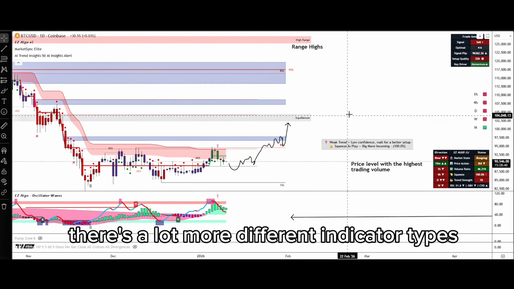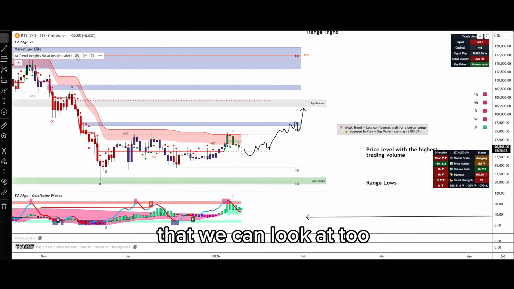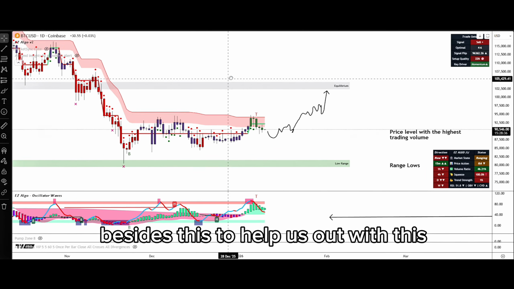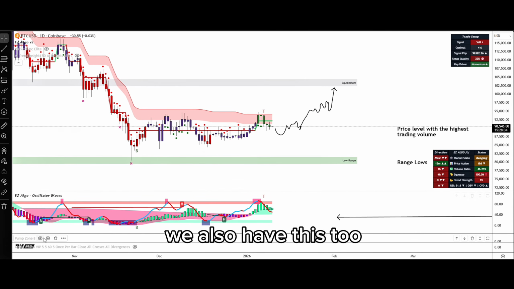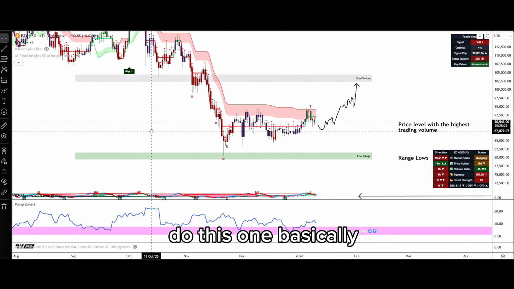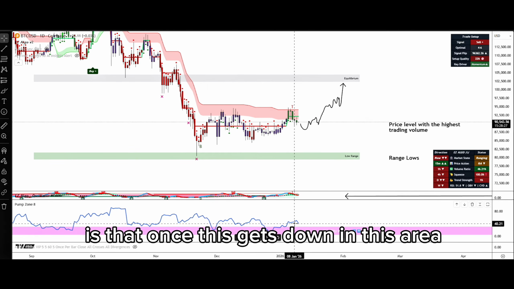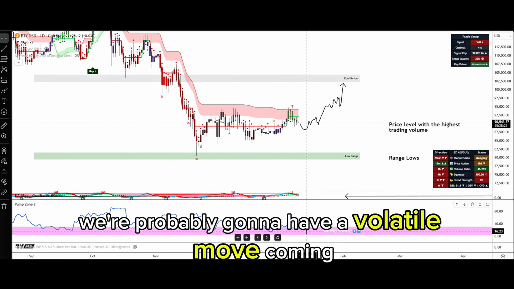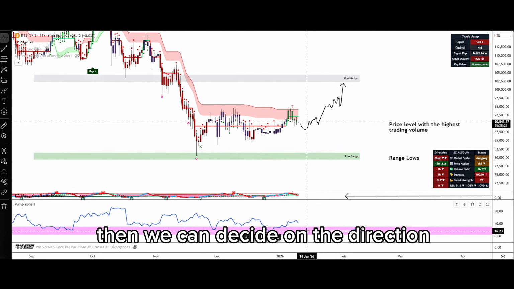But yeah, so there's a lot more different indicator types that we can look at too, besides this, to help us out with this. So we also have this too. I'm gonna do this one. Basically, all this is gonna tell us is that once this gets down in this area, we're probably gonna have a volatile move coming, and then we can decide on the direction.